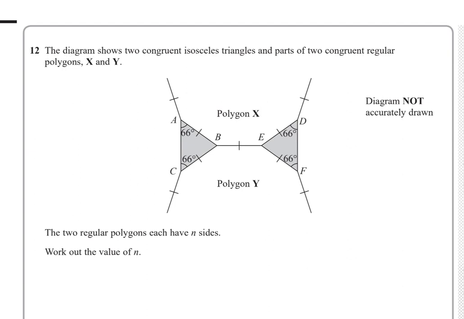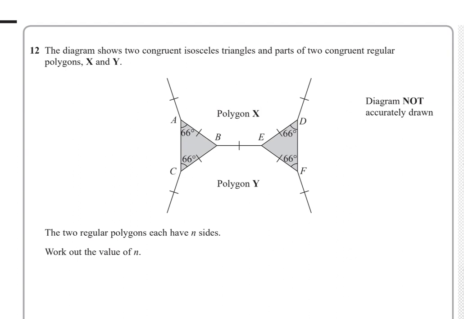The diagram shows two congruent isosceles triangles and parts of two congruent regular polygons X and Y. The two regular polygons each have n sides. Work out the value of n. We can find the number of sides if we can find the interior angle or the exterior angle for the polygon.